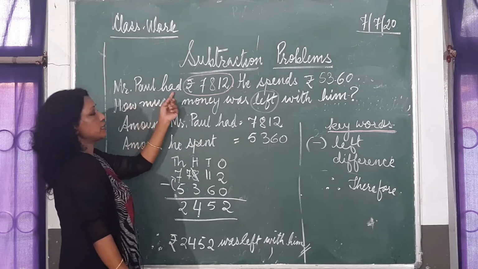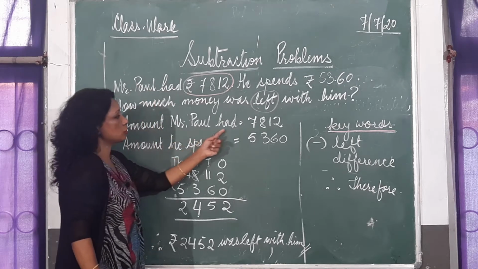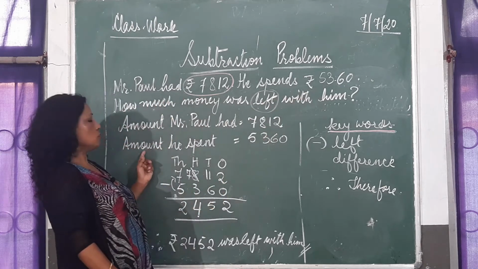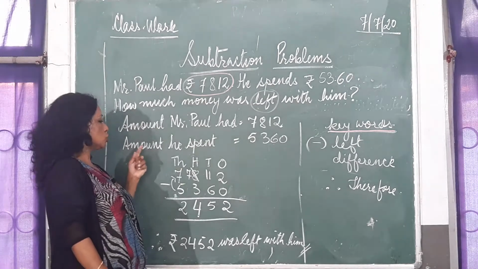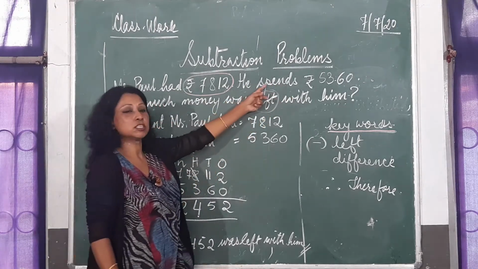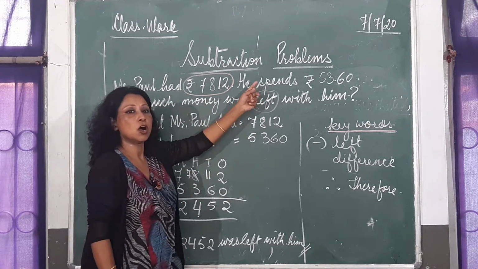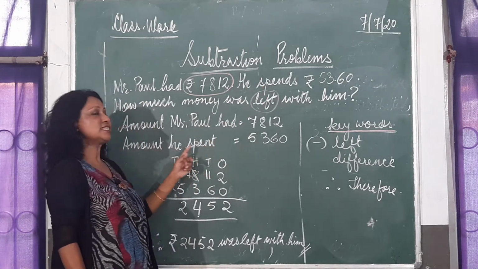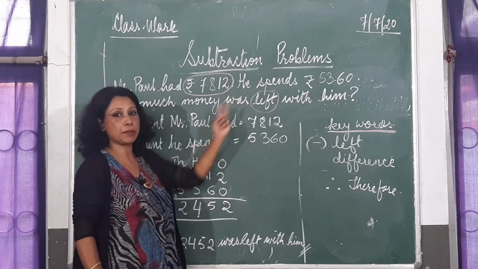Look, Mr. Paul had, it's already here. These words are already in the question. See, the same words you wrote here. He spends rupees this much. So what do you write? It's rupees. So obviously you don't write number, you write amount. So amount he spent. Past tense of spend is spent. Spend or spends, past tense of that is spent. So amount he spent is this much. See, all the words are here only. I'm just picking up and placing it here.